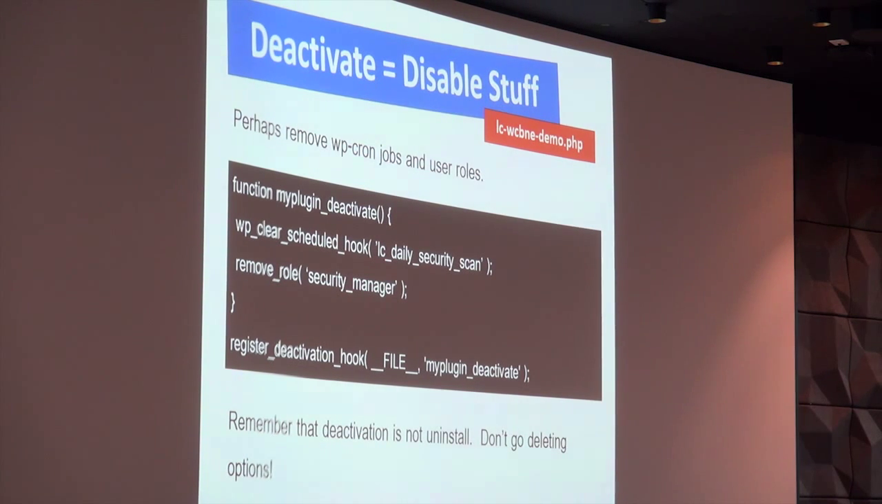So in this example here, we've got register_deactivation_hook, the file again, and our function name, myPlugin_deactivate. And all we're doing here is, if you look at the function at the top, wp_clear_scheduled_hook is a cron job, and it's basically removing that from the system so it won't run again. And then remove_role security_manager, which is one that you might have set up in the activation.